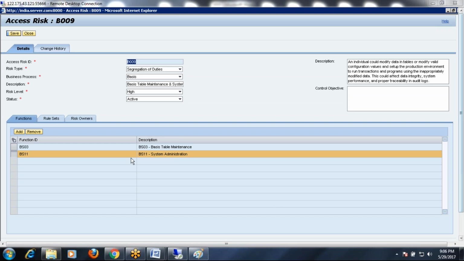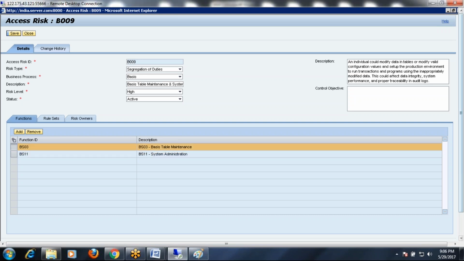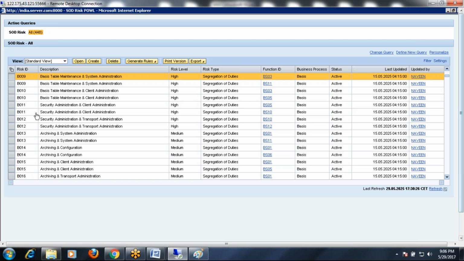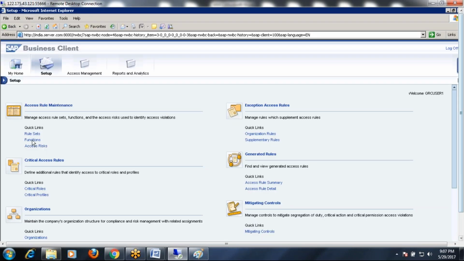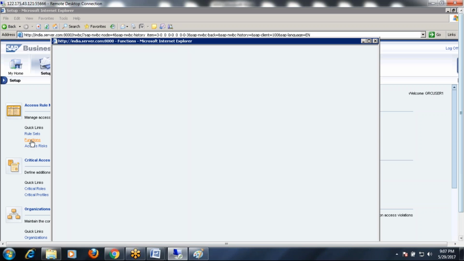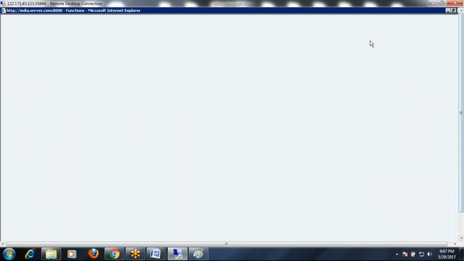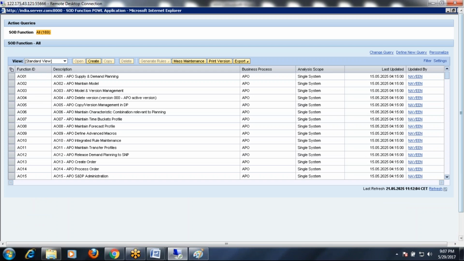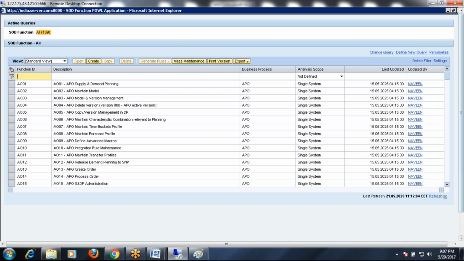So what are the T codes under this basis table maintenance? You need to go to the functions now. Open the function. Let me keep the screen as it is and let me open the function. This is the functions. So filter here, search for the function. What are the function names?